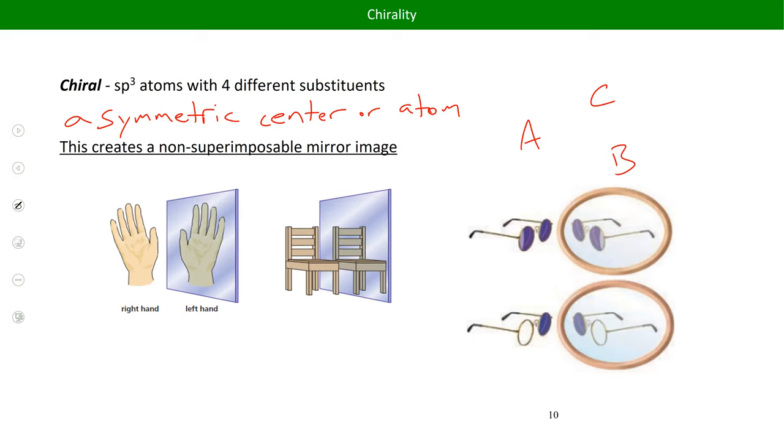But there's nothing that you can do that's going to make it so that your left hand can fit into the same space as your right hand. You think about it in terms of gloves, or in terms of getting your palm print to get into a door. You had like biometric screening at a job site or something like that.